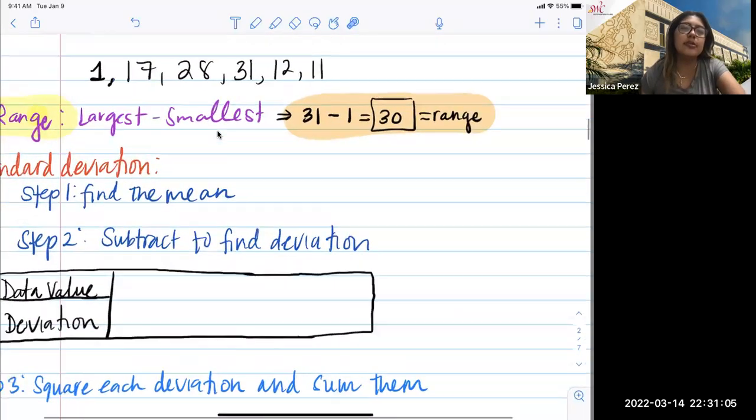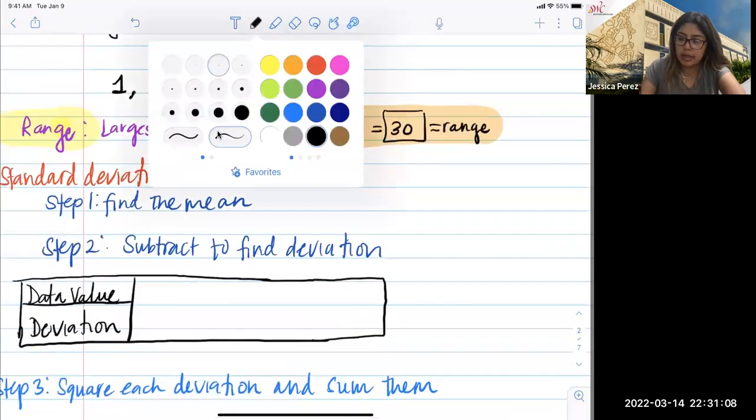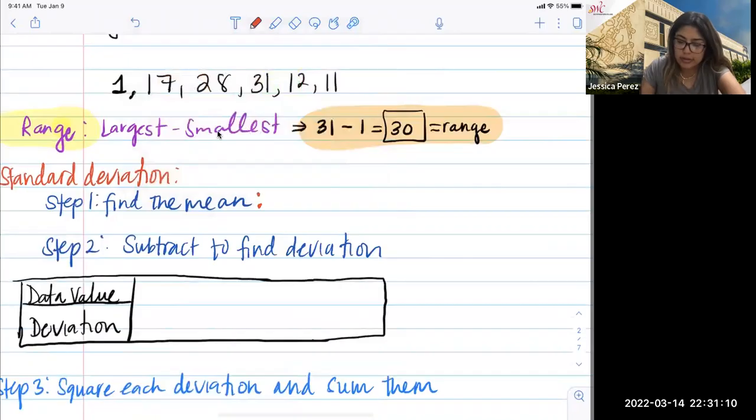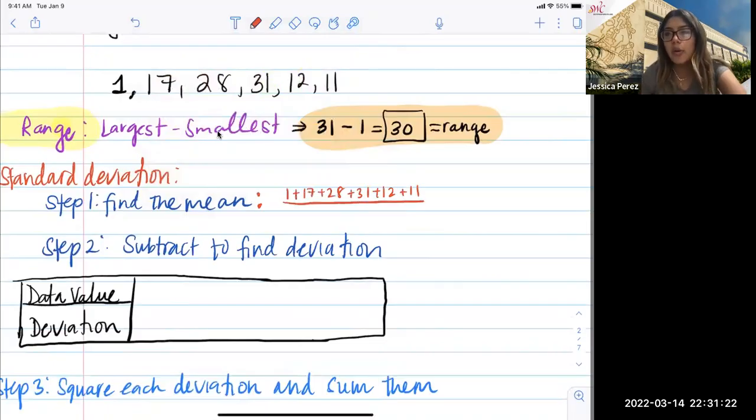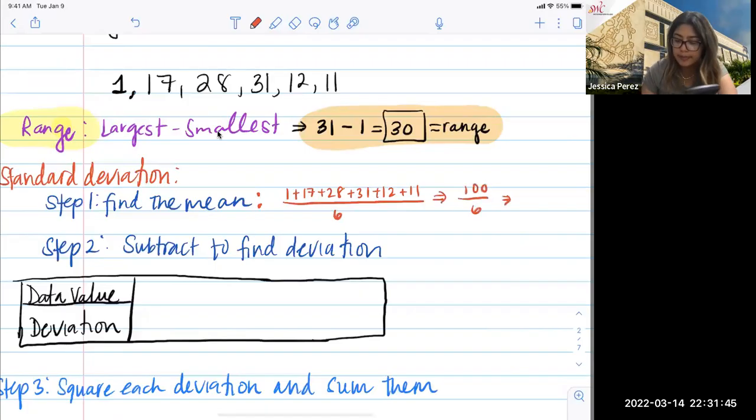So first thing you have to do is find the mean. How do you find the mean? You should know how to do that. Pretty simple. To find the mean, all you have to do is add all of the numbers in the data: 1 plus 17 plus 28 plus 31 plus 12 plus 11, all divided by n, the number of elements in your data set. So you have 1, 2, 3, 4, 5, 6. Let's calculate that using your calculator. It looks like it's 100, nice number, divided by 6.